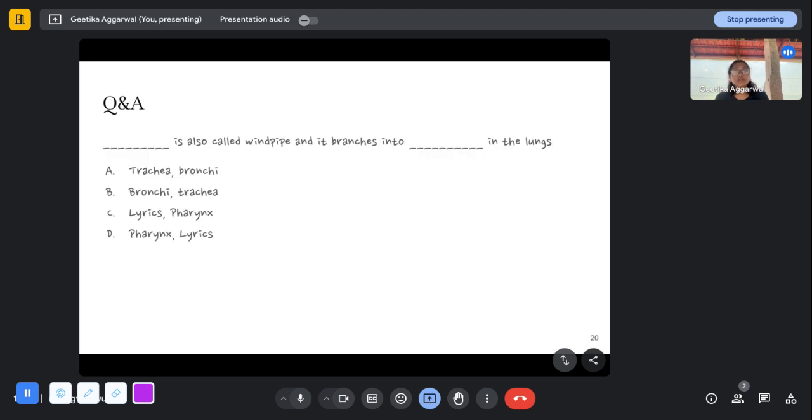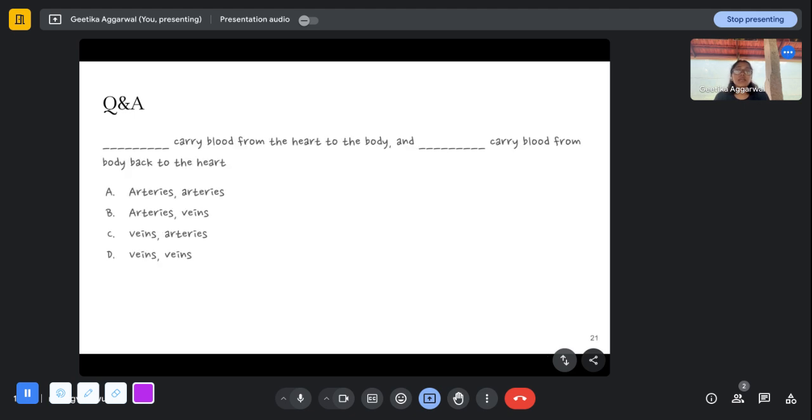Dash is also called the windpipe, and it branches into the dash in the lungs. So this is a pretty straightforward question. Trachea is called the windpipe, and it branches into bronchi in the lungs. I already discussed it while discussing the diagram of the lungs. Dash carry blood from the heart to the body, and dash carry blood from the body to the heart. So the answer is arteries and veins.